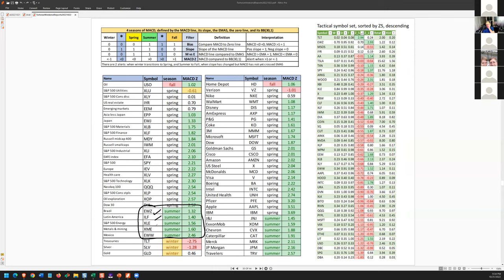Brazil, Latin America, energy, metals and mining, and Mexico. I'm tracking that the entire way up. Johnson & Johnson, Merck. You have in energy, ExxonMobil, Chevron. Industrials, you have Caterpillar. And in finance, you have Travelers. So a wide range of strength to benefit from.